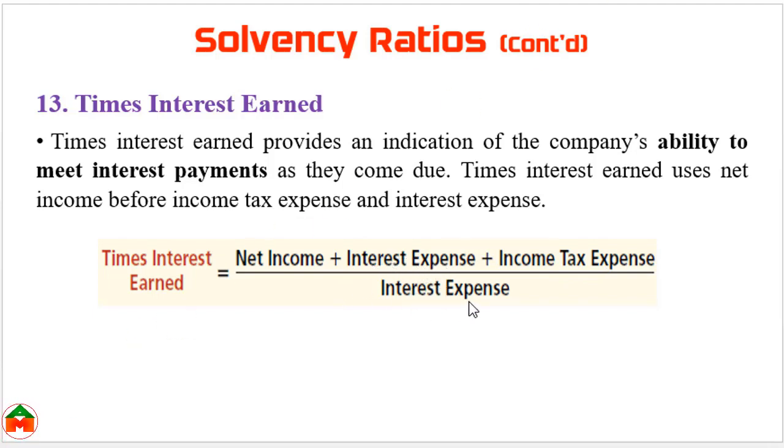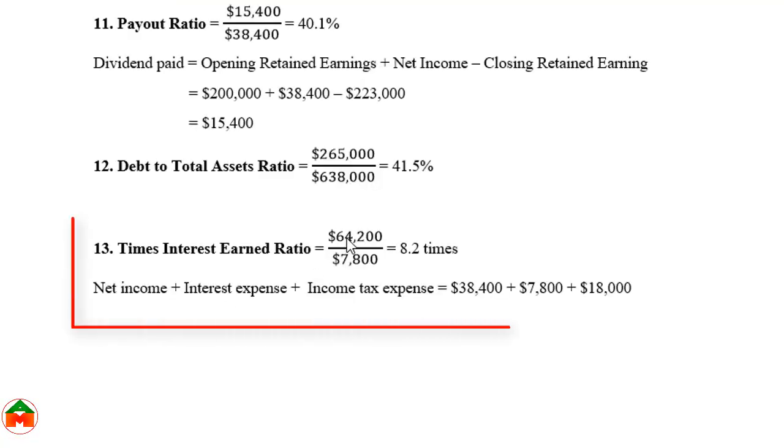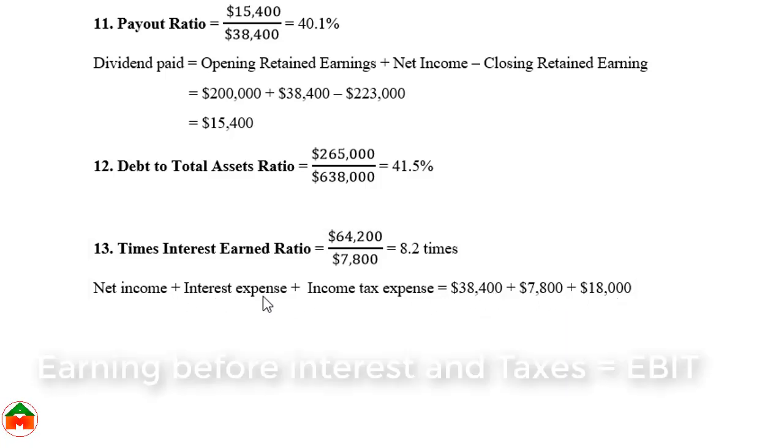divided by the interest expense. From the problem we can see net income 38,400, interest expense 7,800 and income tax expense 18,000. These three amounts will be shown in the upper level and will be divided by the interest expense, that is 7,800. So let's see the solution. Here 64,200 is the summation of three items: net income plus interest expense plus income tax expense, 38,400, 7,800, 18,000.